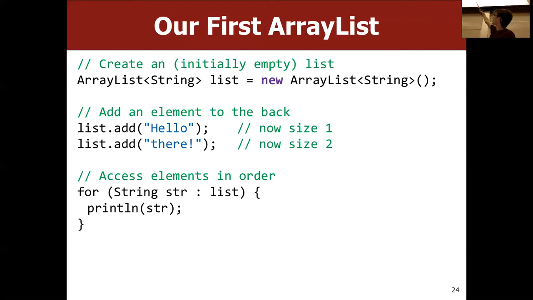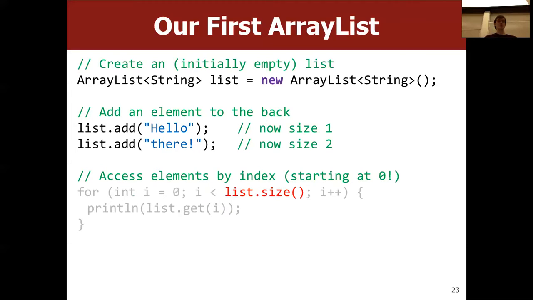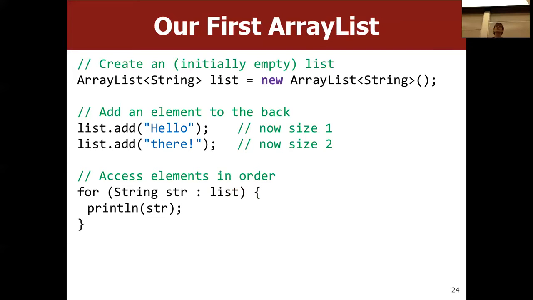Print str. So what this will do is make str equal to every element in list, one after the other. And you can do whatever you want with each element inside that for loop. It's basically the same as using this for loop and making a string called str that's equal to list.get(i) and then doing something with that. So it's just shorthand syntax if you want that.